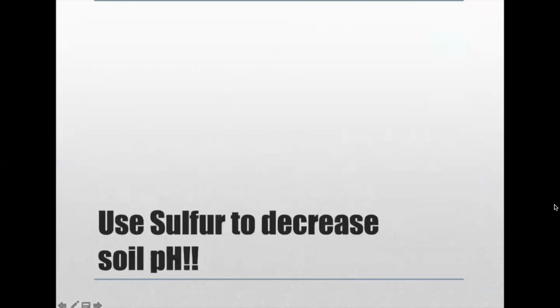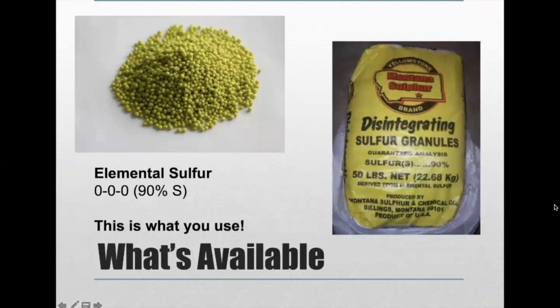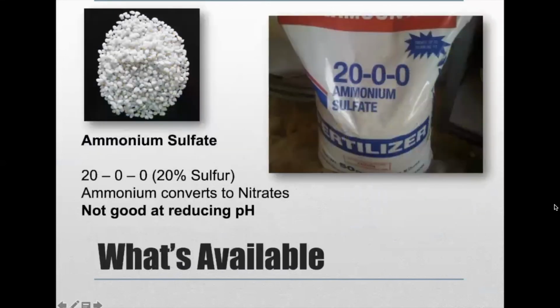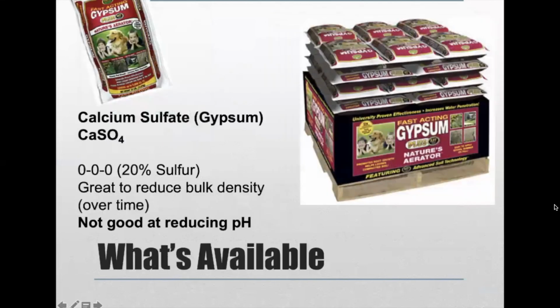So to decrease soil pH, you can use sulfur. Elemental sulfur, which is 90% sulfur, can be used to decrease soil pH. This is the best option because we have such a high percentage of actual sulfur within this amendment. Then we have the other two. Ammonium sulfate is only 20% sulfur, so this is not going to be too good for reducing the pH. It could be used, but definitely the elemental sulfur is going to work a lot better. The same goes for aluminum sulfate, as well as calcium sulfate or gypsum, which is also 20% sulfur. This is still not as good at reducing the soil pH because it's such a low percentage of sulfur.